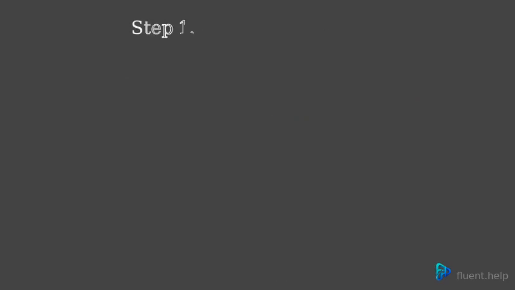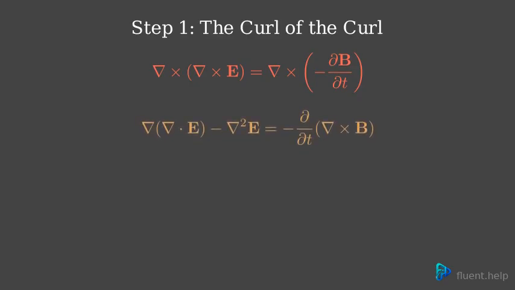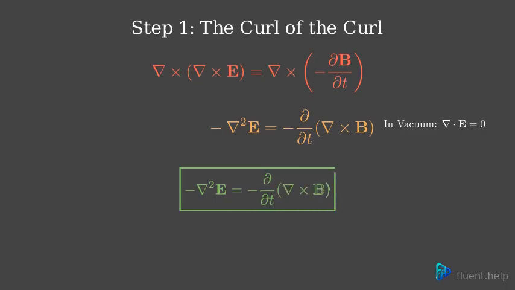Now for the breakthrough. Maxwell took these equations into free space, where there are no charges and no currents. He took the curl of Faraday's law. Math-wise, that is the curl of the curl of E. Using a vector identity, this expands into the gradient of the divergence of E minus the Laplacian of E. But wait, in free space, the divergence of E is zero, so that first term just vanishes. We are left with just the negative Laplacian of the electric field.